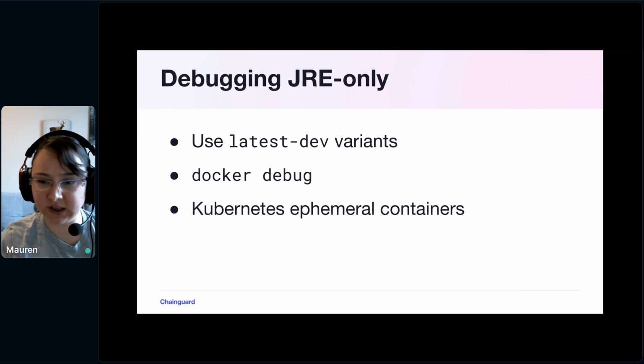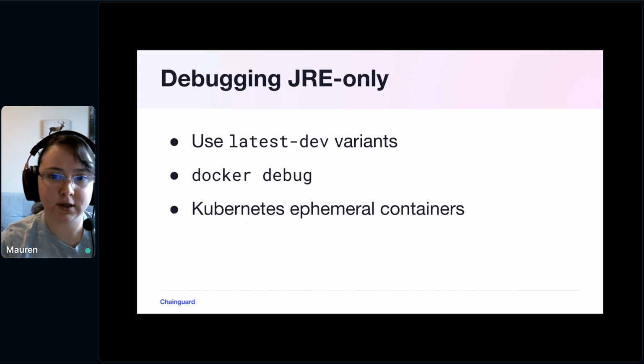If you need to get to this point where you have to debug, what can be done? One way would be to rebuild your image, but use the latest dev variant of that same image that we have available. This image will now have some tools available, such as a terminal, and we'll take a look soon at how to do it.